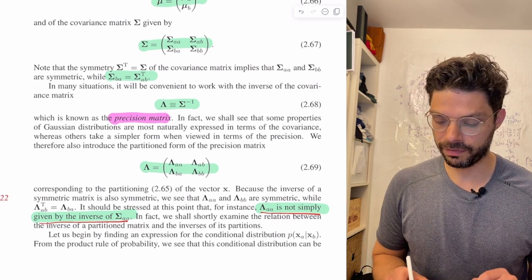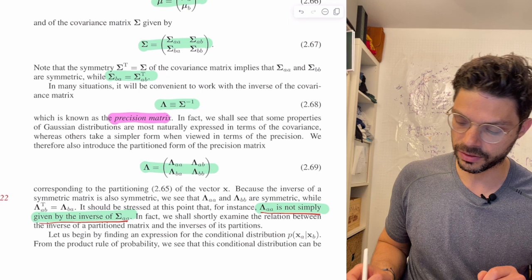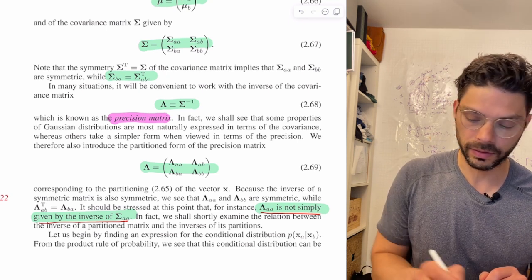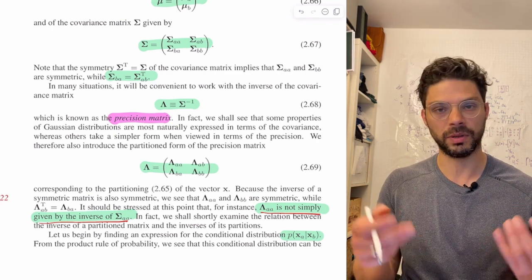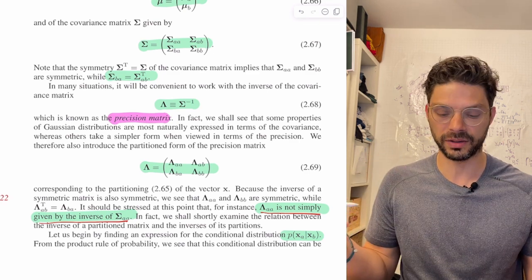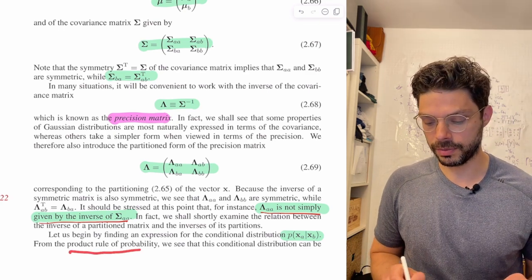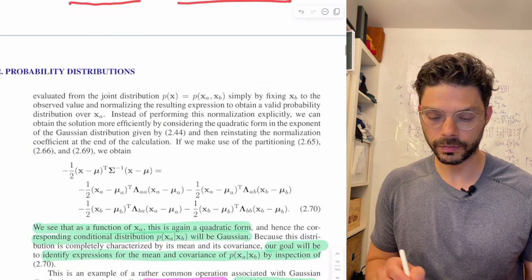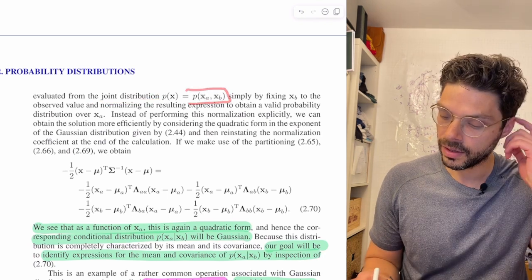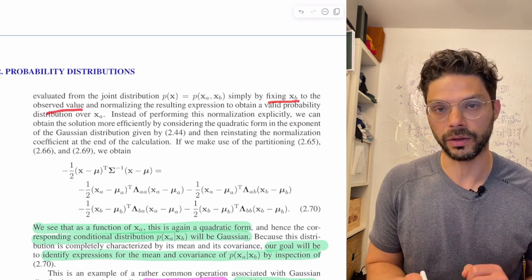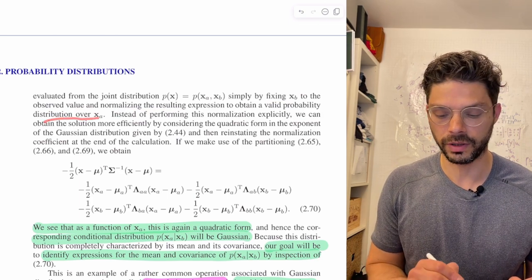Now let us begin by finding an expression for the conditional distribution P of x_a given x_b. Let's highlight that, because that's what the whole game is going to be about in this section. So we're given x_b, some value, and now we want to know the distribution on x_a. From the product rule of probability, this conditional distribution can be evaluated from the joint distribution P of x_a, x_b, which we already have, simply by fixing x_b to the observed value, that's what we're given, and normalizing the resulting expression to obtain a valid probability distribution over x_a.